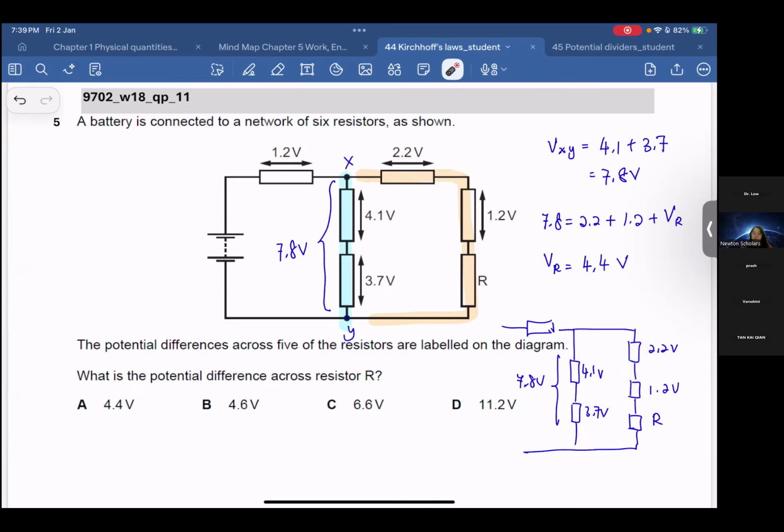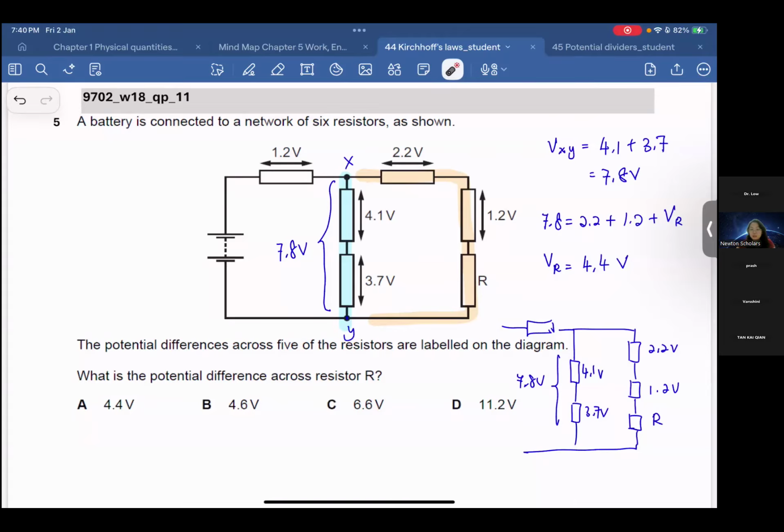If let's say this question we change a little bit. What is your EMF? Can you tell me what is your EMF? If I change the question, then I say what is the EMF provided to the circuit? Any of you can answer me this question? Type your answer in the chat box.